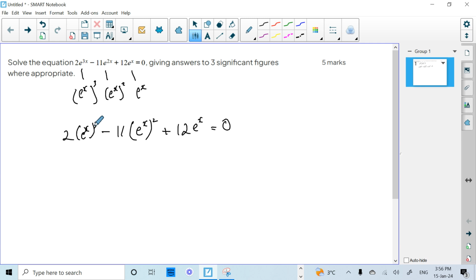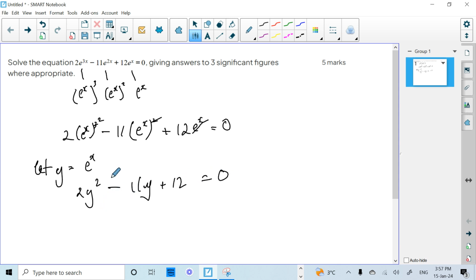So, of course, e to the x to the power of 3, I make it e to the x to the power of 2, and this just becomes e to the x, and this is to the 0, and that will just give me 12. So now I'm going to say let y equal the base, which is e to the power of x. If that's the case, I'm going to end up with 2y squared minus 11y plus 12 equals 0.